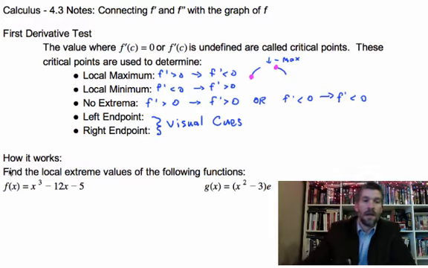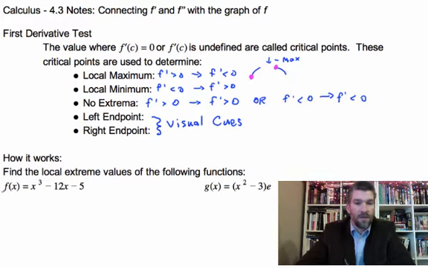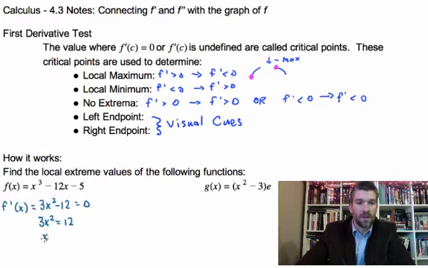Okay. So we're going to find the extreme values of the following functions. So what are we going to do? We're going to look for the derivative. F prime of x is equal to 3x squared minus 12, and we're going to set that equal to 0. When we solve this out, we get that 3x squared is equal to 12, so x squared is equal to 4, so x is equal to plus or minus 2.